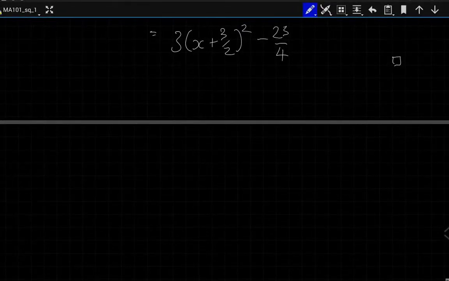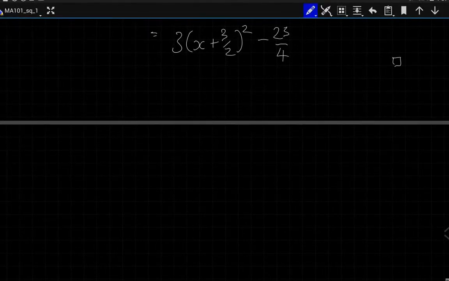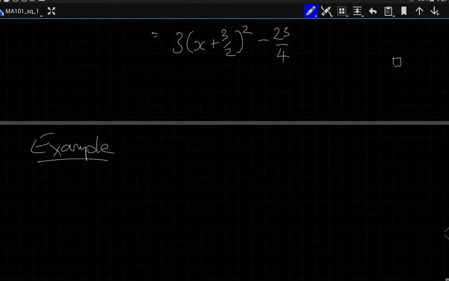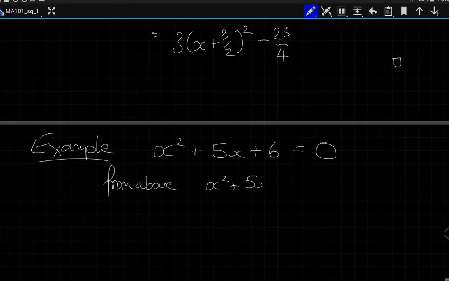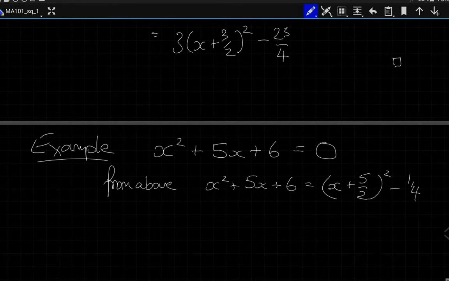So why do we bother with this? Well, this helps us to solve quadratic equations. In fact, it's the way you derive the formula for the solution of a quadratic equation. So, the final example, how do we solve x squared plus 5x plus 6 equals 0? So now it's an equation, not just a quadratic expression. So we know from above that x squared plus 5x plus 6 is x plus 5 over 2 squared minus a quarter. And this we want to set to 0.